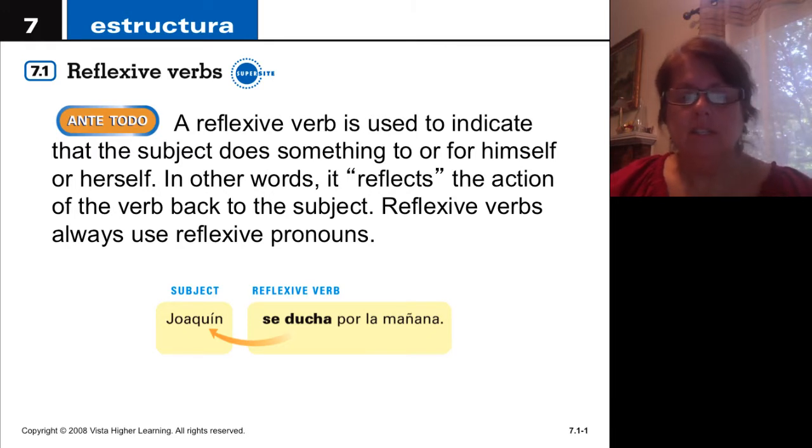So look at this sentence that's on the screen. Joaquín se ducha por la mañana. So Joaquín takes a shower in the morning. He showers himself.